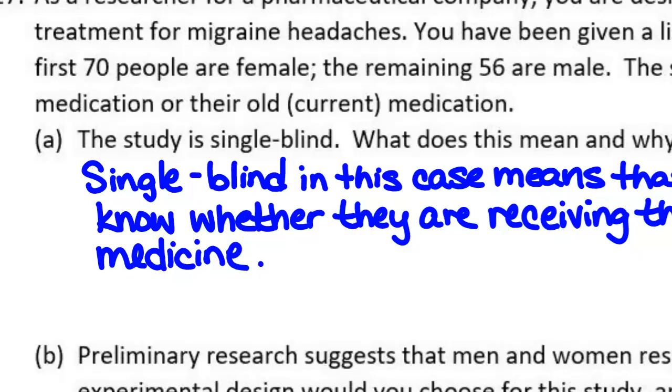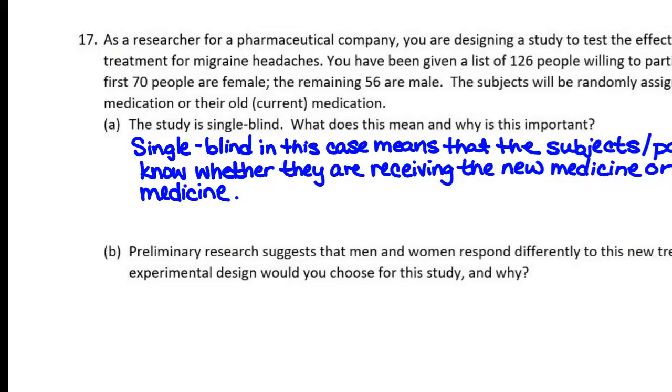Why is this important? Why would we not want the participants to know which medication they're getting? To reduce bias, specifically how? If they know what they'll have, they're going to assume it works better. Yeah, they're going to have expectations.